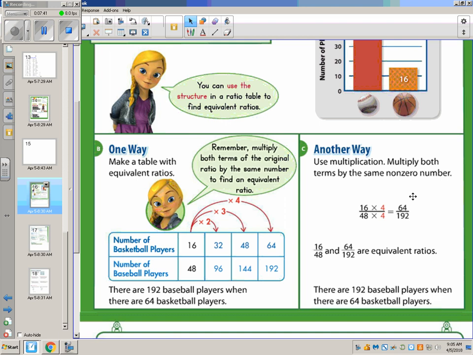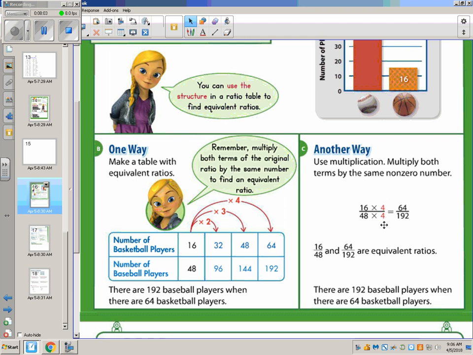The other way that they say you can do this is kind of like what I was showing you guys on the other page, and that was you can set it up as an equivalent fraction problem. So we could say, okay, what do I have to do to 16 to turn it into 64? I've got to multiply it by 4. Whatever we multiply a fraction by on the top, we've got to multiply it by the same number on the bottom to keep it equal.